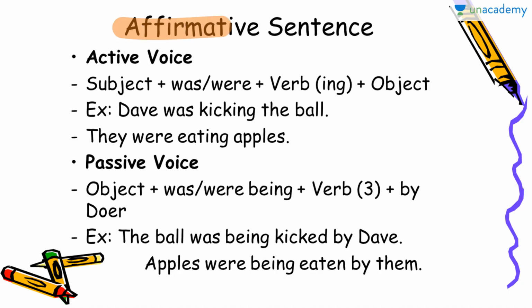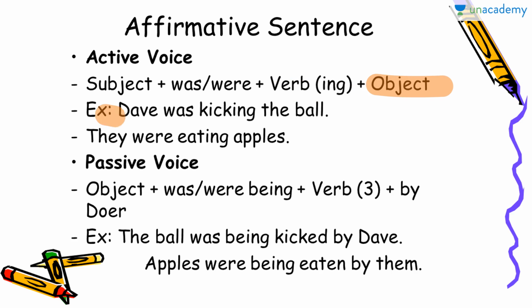Let's start with affirmative sentences. These are the sentences which are general statements or facts. In active voice, if I want to frame a sentence in past continuous tense, it will start with the subject, the one who is doing that action, then was or were according to the number of subject. If it is singular, then was. If it is plural, then were. Then the ing form of the verb, which means we add ing at the end of the first form of the verb. And at last, the object on which the work is done.